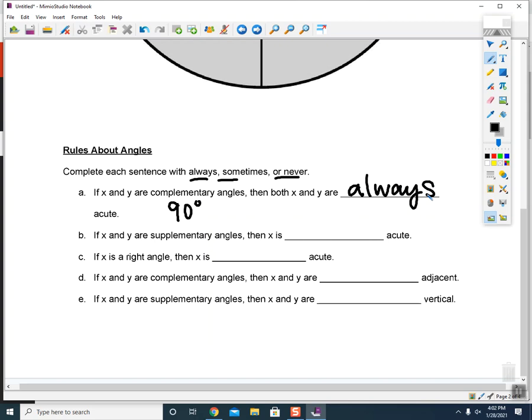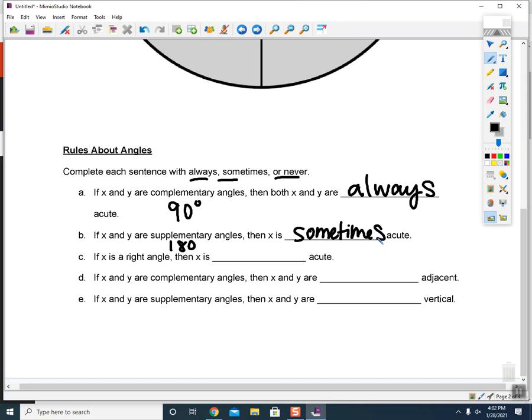If x and y are supplementary angles, supplementary means 180, then x is blank acute. This one may feel a little bit tricky, but I don't really know what x and y are. Supplementary means 180 degrees, which means that most of the time one of them is going to be acute. So x is going to be sometimes acute.